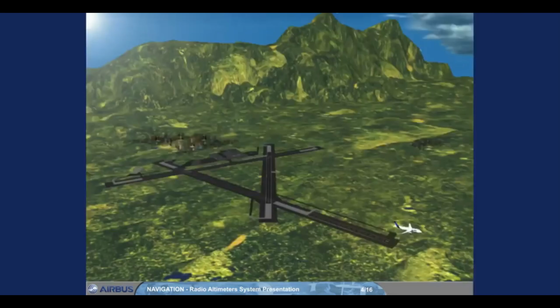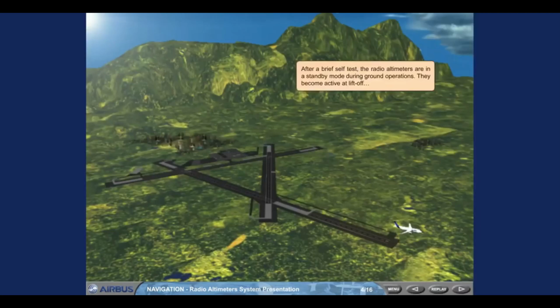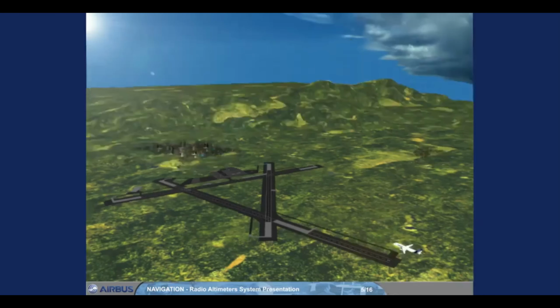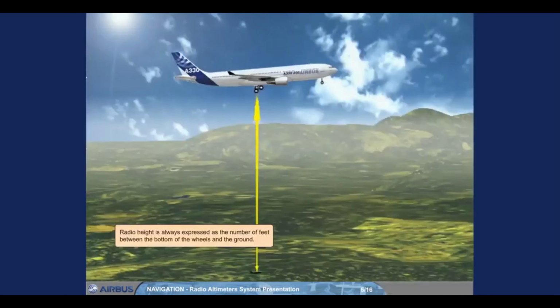After a brief self-test, the radio altimeters are in a standby mode during ground operations. They become active at liftoff, and then operate continuously until touchdown. Radio height is always expressed as the number of feet between the bottom of the wheels and the ground.